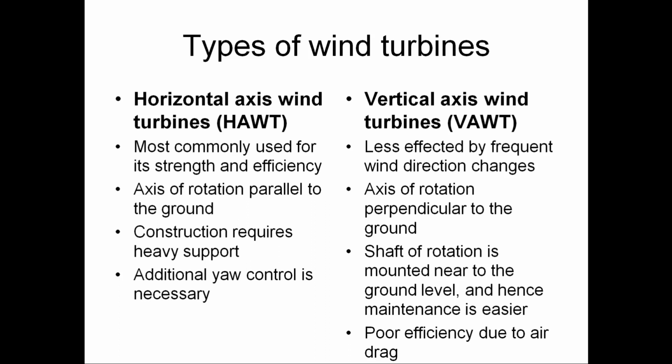Whereas in vertical axis wind turbines, the axis of rotation is perpendicular to the ground where it is mounted. Whenever wind is available from varying directions, vertical axis wind turbines are most preferred. Also, they are less affected by frequent wind direction changes. In the case of horizontal axis wind turbines, wind direction changes have to be taken care of by this yaw control.